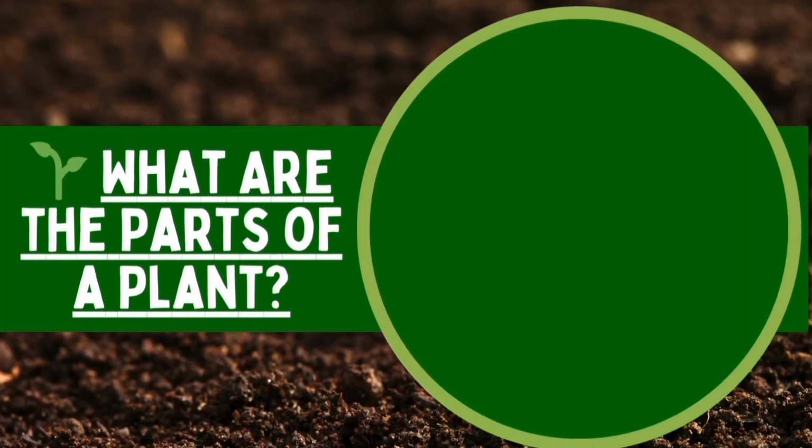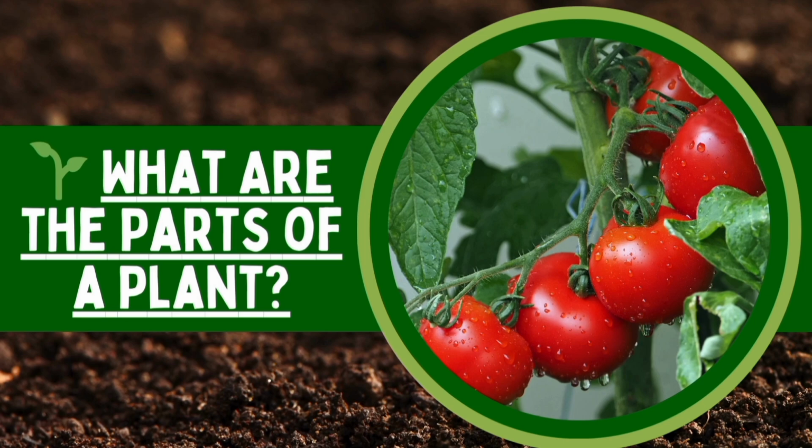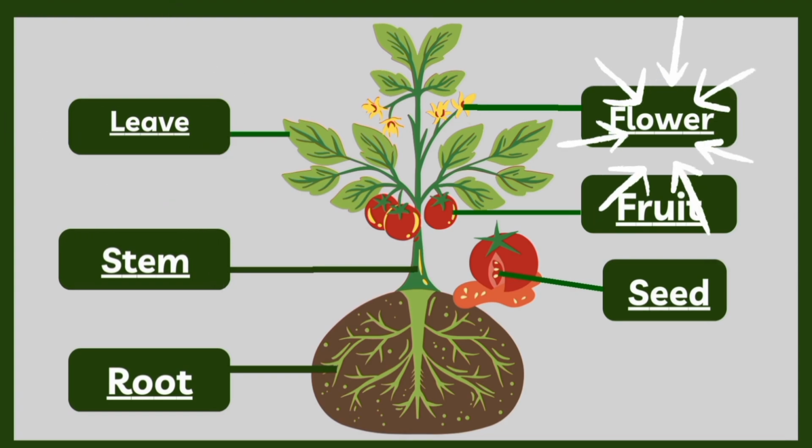Now we will see what are the parts of a plant. Plants are made up of different parts, and guess what? Each part has a special job to help the plant grow big and strong. Let's take a look at the main parts of a plant. 1. Leaves, the plant's food factory. Leaves use sunlight to make food through a process called photosynthesis. 2. Flowers, the colourful part. Flowers help the plant make seeds and attract insects like bees.